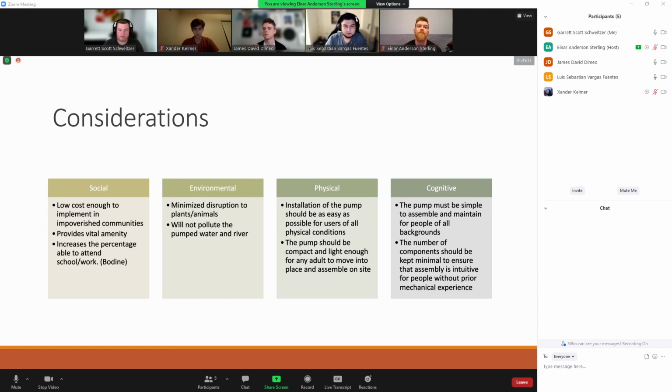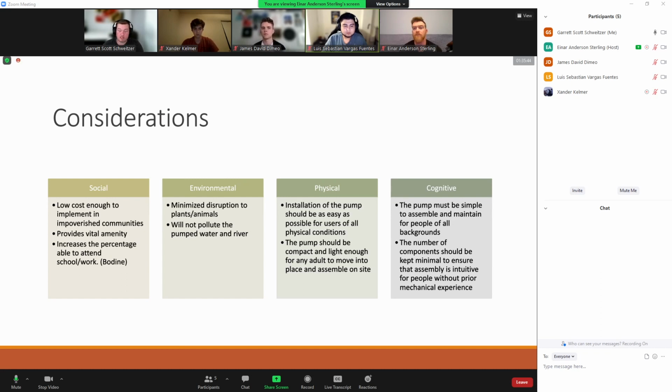For our environmental considerations, we are focusing on minimizing disruptions to plants and animals, and we're making sure that it will not pollute the pumped water and the river. For physical considerations, we need the installation of the pump to be as simple as possible for all different types of users, and the pump has to be light and compact enough for anyone to move and assemble on site where it's needed, because that site isn't guaranteed to be easily accessible.